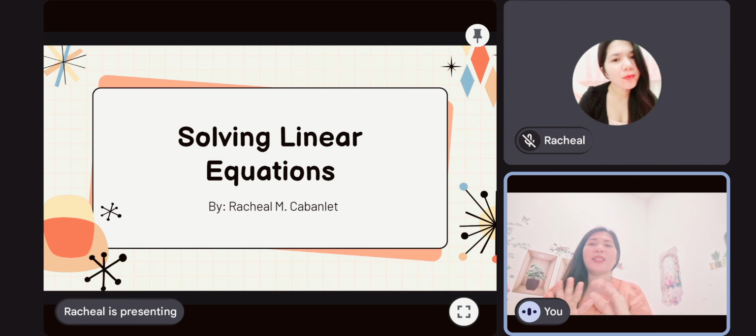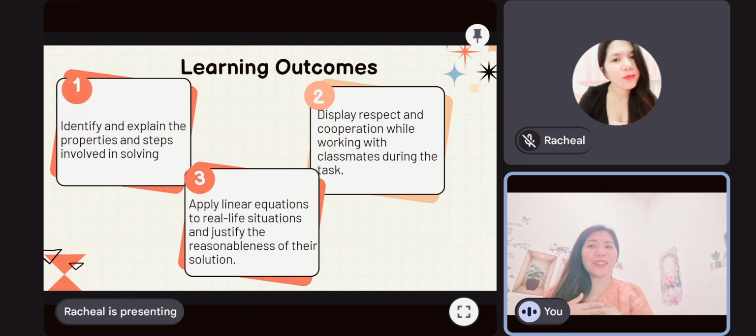And I hope that at the end of this topic, we will be able to identify and explain the properties and steps involved in solving. Next, we will be able to display respect and cooperation while working with classmates during the task. And lastly, we will be able to apply linear equation to real life situations and justify the reasonableness of their solution. So, are you ready for our lesson today?